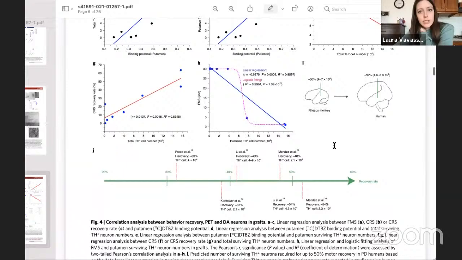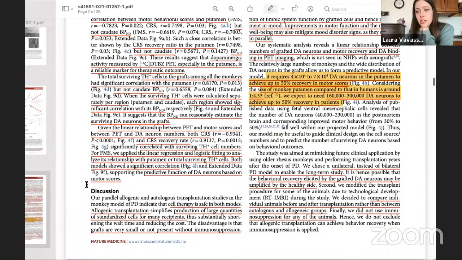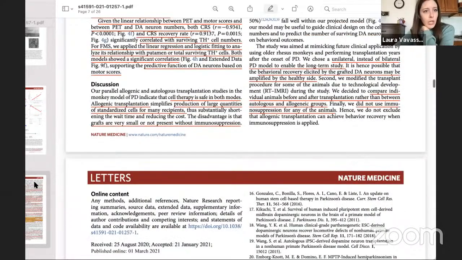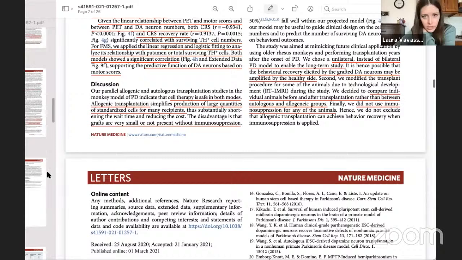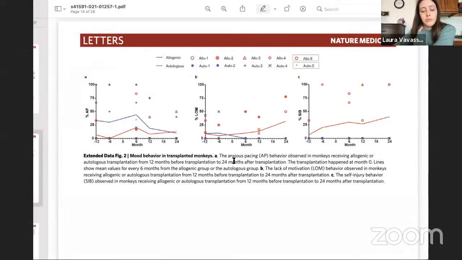So yes, another thing that they did was to try to see whether mood disorders related to Parkinson's disease could also be alleviated by these transplants. I'll show you, I think this is, yes. So they have these different indexes of mood disorders, which are, for example, anxious pacing, lack of motivation, or self-injury behavior. And what the authors claim is that when you have an autologous transplant, there is also an improvement of the mood disorders, or depression-like symptoms.